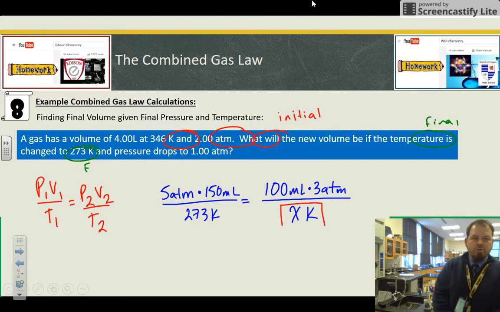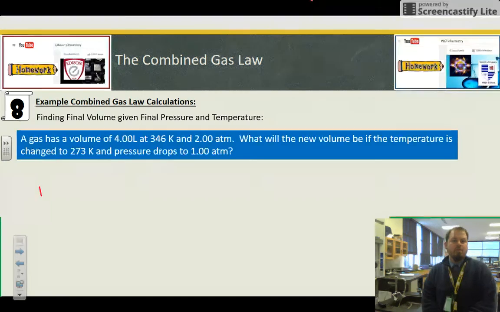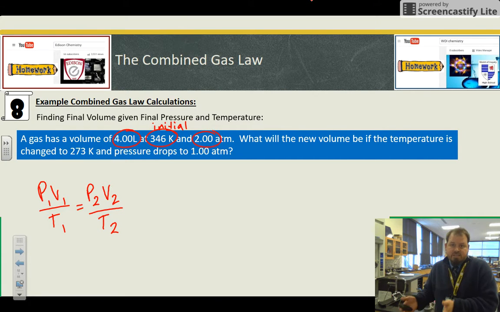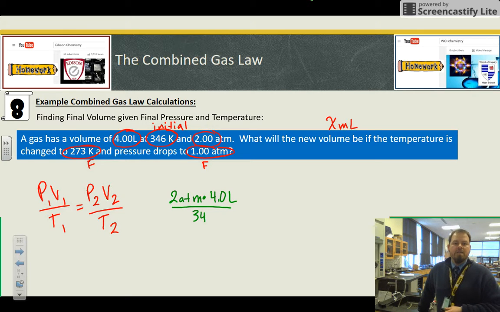New problem. I'm just going to find now what is the final volume. So again, same equation. My initial conditions are the first 3, and that isn't always the case, but that's just how it reads. I have a gas that's at these conditions. What will the new volume be is the next piece, so I know that that is the final. That reading comprehension piece we got to get good at. We got to know that liters and milliliters are volume, K is temperature, and atmospheres is pressure. So we need to be able to put the right pieces into the right places. I got 2 times 4 over 346 equals 1 times x over 273.